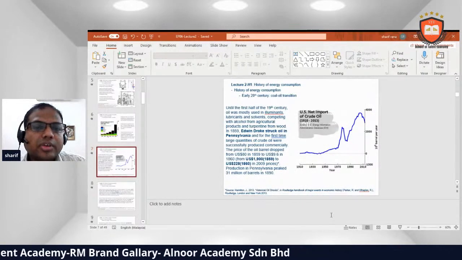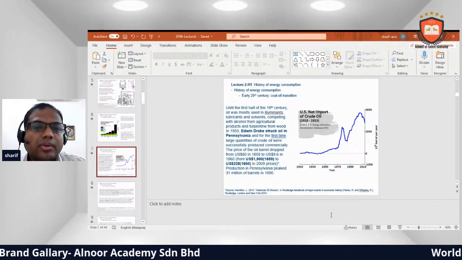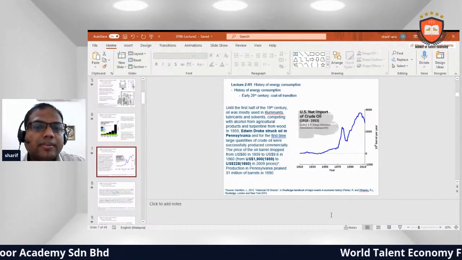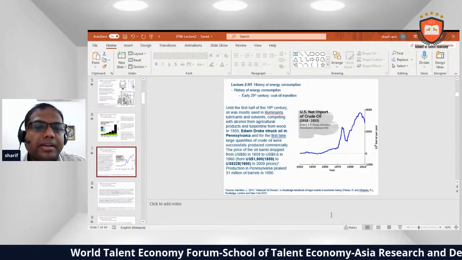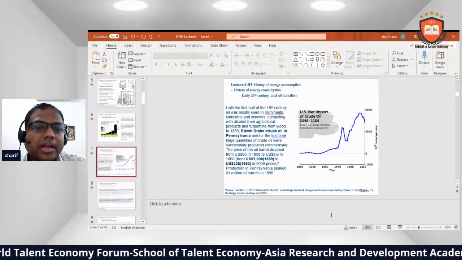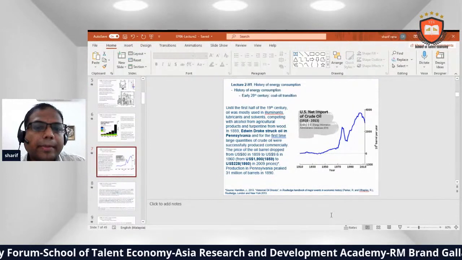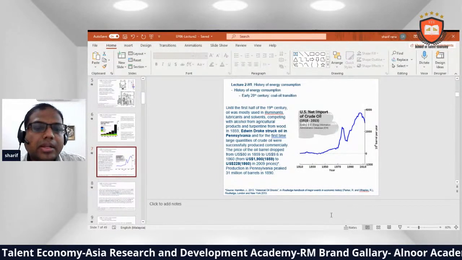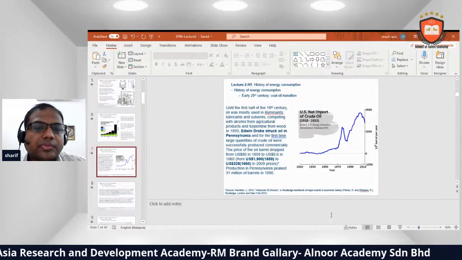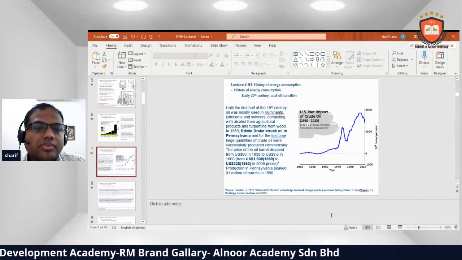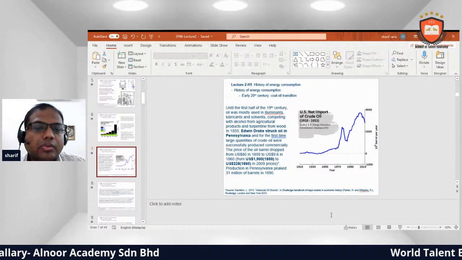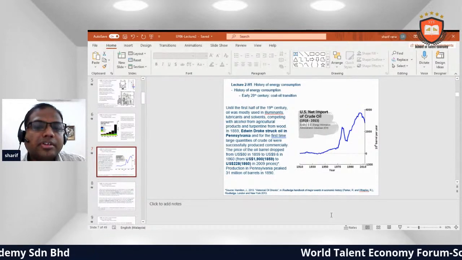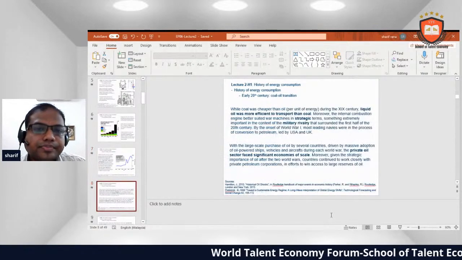History of energy consumption. Until the first half of the 19th century, oil was mostly used for illumination, lubricant, and solvent, competing with alcohol from agricultural products and turpentine from wood. In 1859, Edwin Drake struck oil in Pennsylvania, and for the first time, large quantities of crude oil were successfully produced commercially. The price of the oil barrel dropped from $80 in 1859 to $9.6 in 1860.